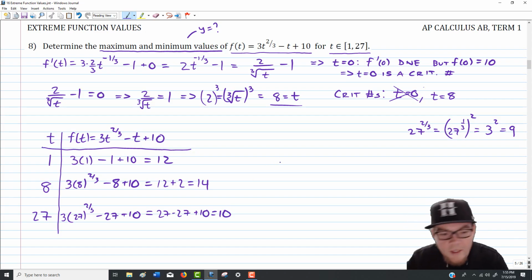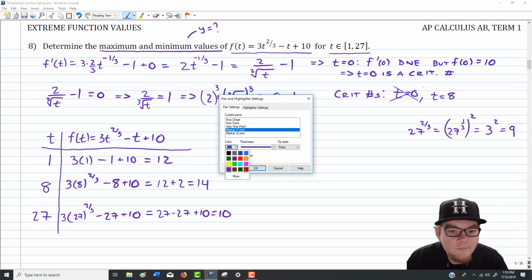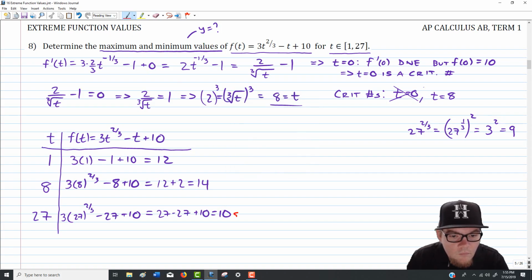So with that in place, we now know our smallest. In fact, I'll do this with red again. I thought that was cool last time. Our smallest turns out to be the right endpoint, interestingly enough. And our biggest turns out to be the critical number.